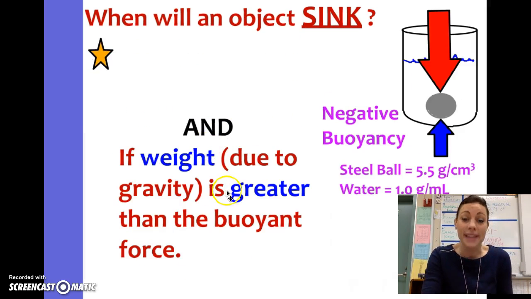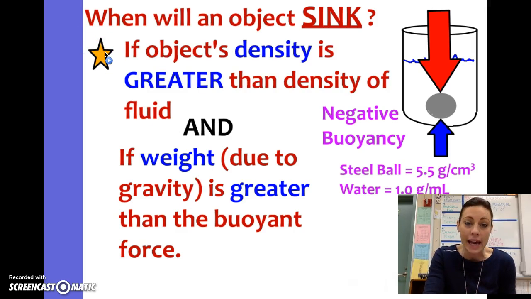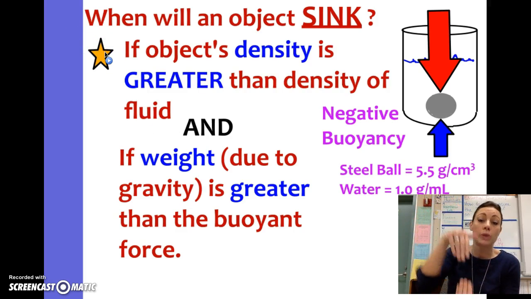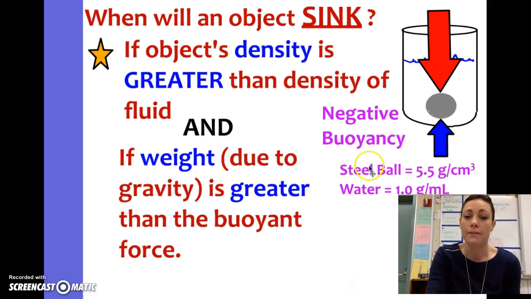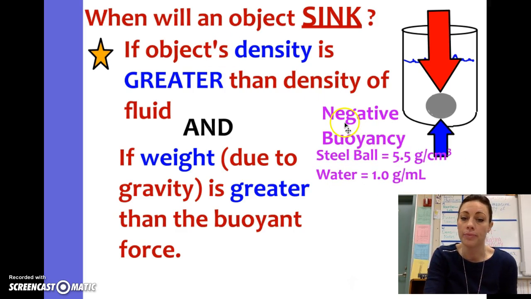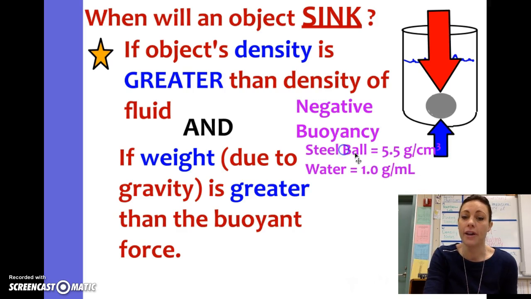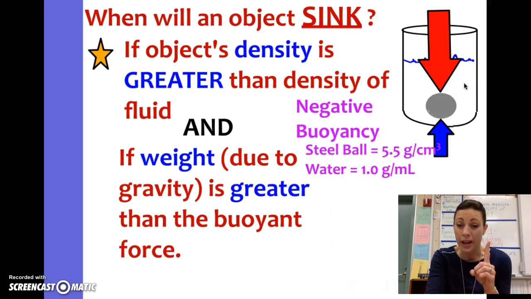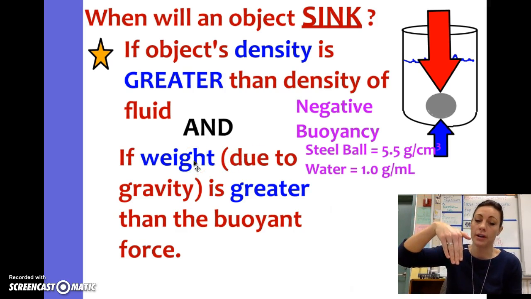So an object will sink if two things are happening. An object will sink if the density of the object is greater than the density of the liquid. For example, this steel ball has a density of 5.5 grams per cubic centimeter, while the water has a density of 1. The density of water is always 1. So since the steel ball has a density greater than water, it sinks, and we say that it has a negative buoyancy.